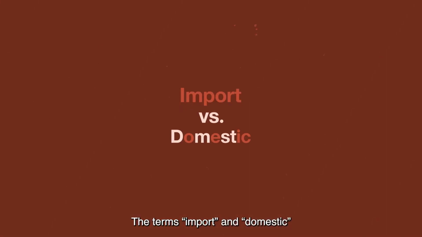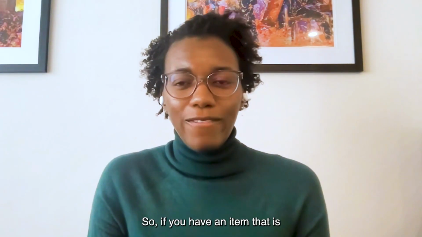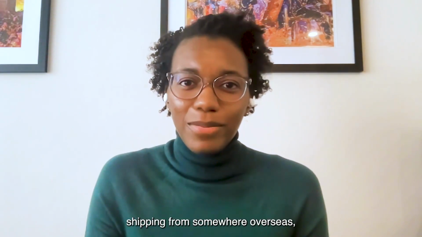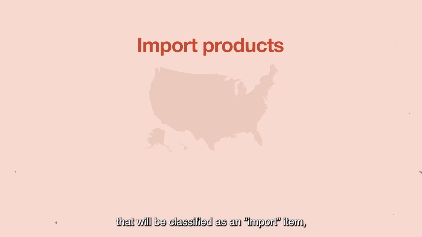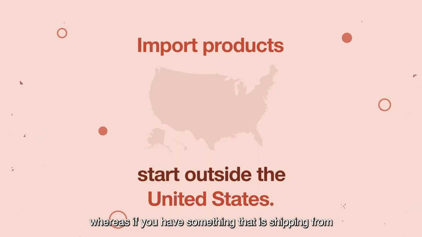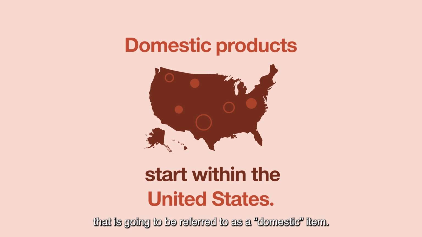The terms import and domestic are used to refer to where your product is originating from. So if you have an item that is shipping from somewhere overseas, that will be classified as an import item. Whereas if you have something that is shipping from somewhere within the United States, that is going to be referred to as a domestic item.